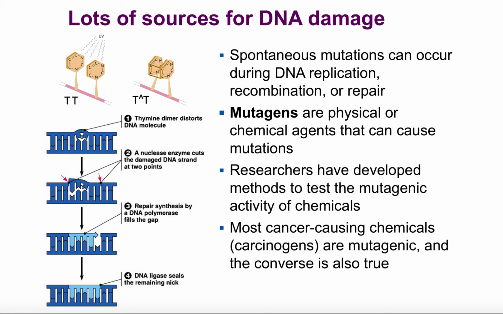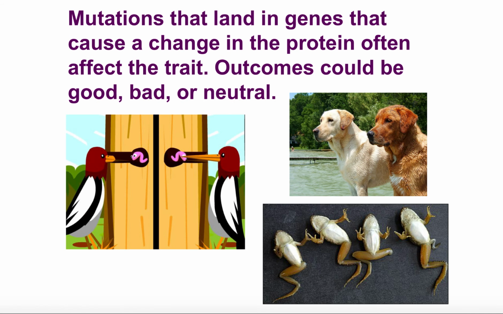Mutagens are chemical or physical agents that can cause mutations. If they cause so many mutations in tissues that are particularly prone to becoming cancerous, then they might be classified as carcinogens. So most cancer-causing chemicals are mutagens, and vice versa. Many mutagens are often associated with increased chances of cancer. If a mutation occurs in a sperm or egg cell, it can be passed on to the child.